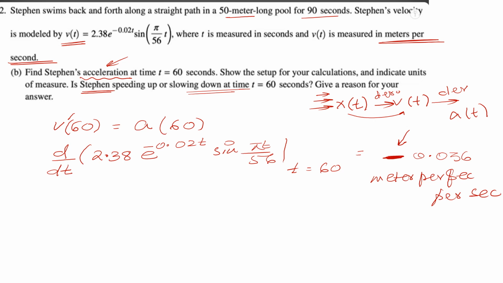So in order to give the answer about speeding up or slowing down, you can determine v of 60. So what is v of 60? Wherever you have the t, you replace it by 60 in the calculator and check what the answer is. So v of 60 is equal to negative 0.1595. So I'm writing negative 0.159. Velocity is meter per second.